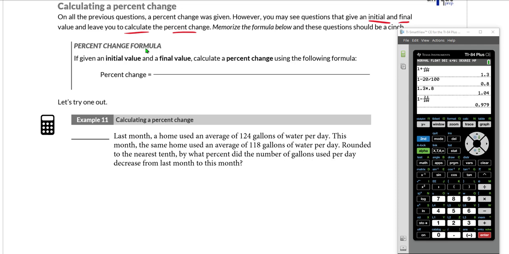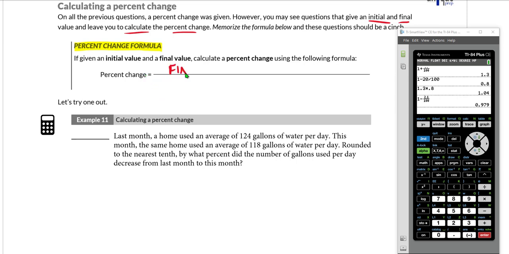But if the initial and the final value are given and you need to find the percent change, you just got to know this formula. If you know the percent change formula, you're going to be fine on these questions. If you don't, there is a possibility you're going to be lost and you're going to miss some easy points. The percent change formula is very simple.